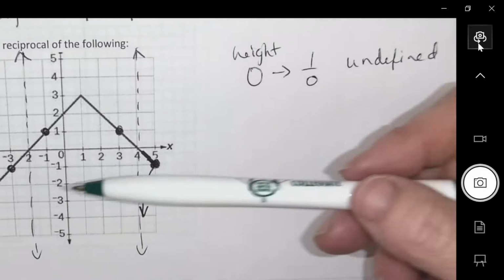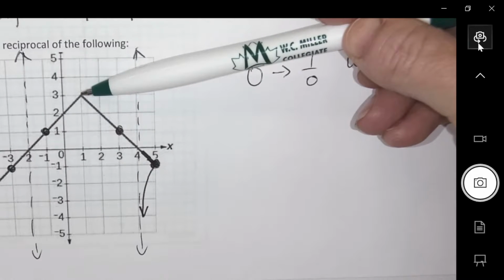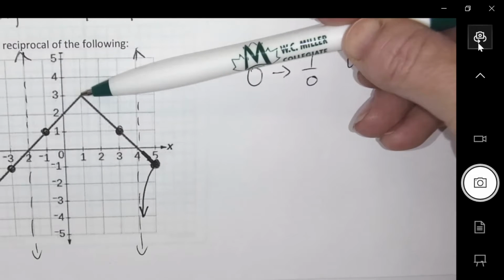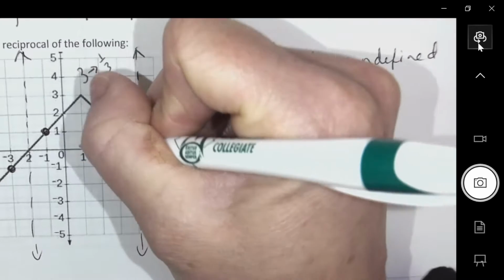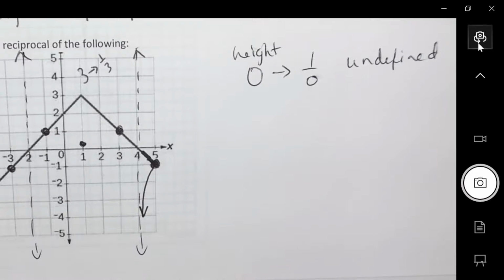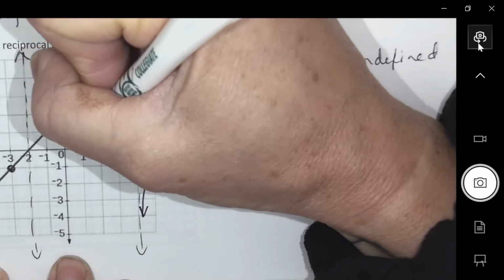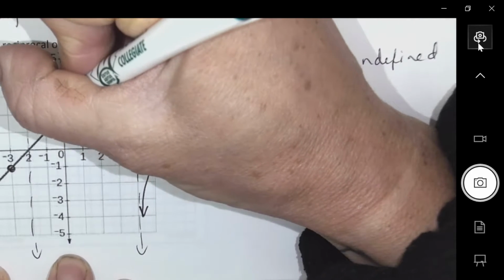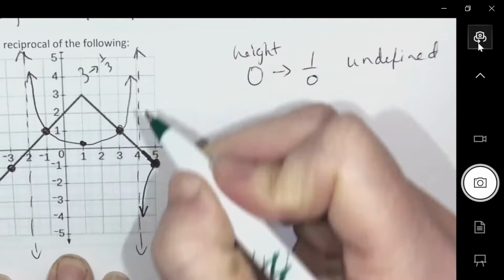Okay, now I'm going to do the middle zone. So I'm looking at this point. It was the highest of the section, highest height of 3. The highest height is going to turn into the lowest height. So what is the lowest height now? 3 is going to go to 1/3. And then what do you do to connect those points? You're going to go upward and then away. Upward and away.